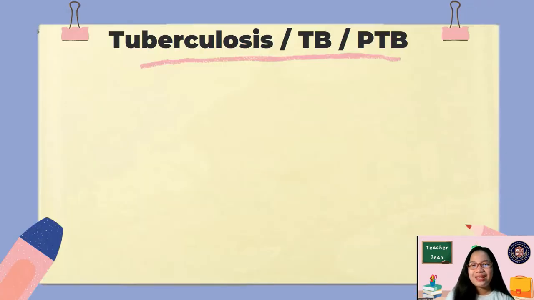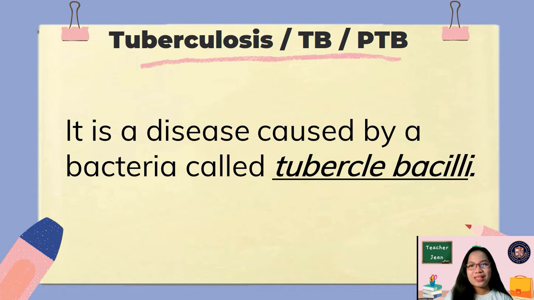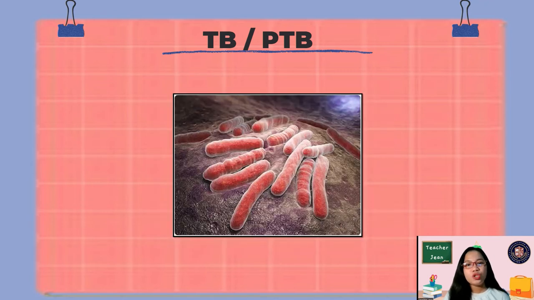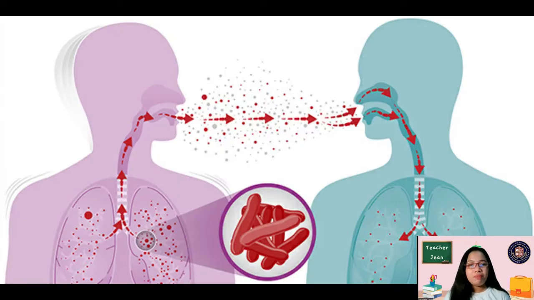The last one under bacteria is tuberculosis, which is also known as TB or PTB. This disease is caused by a bacteria called tubercle bacilli. So this bacteria usually attacks the lungs, but they can also damage other parts of the body. Persons with PTB can spread the bacteria through the air when they cough, when they sneeze, or just by talking. One symptom of PTB is a bad cough lasting more than 3 weeks.